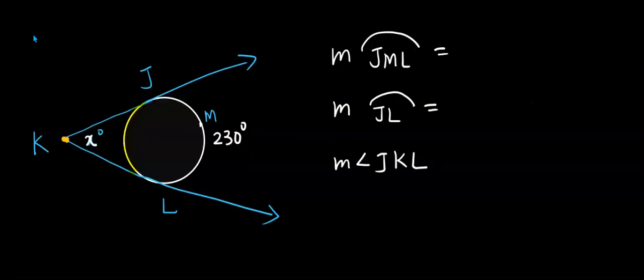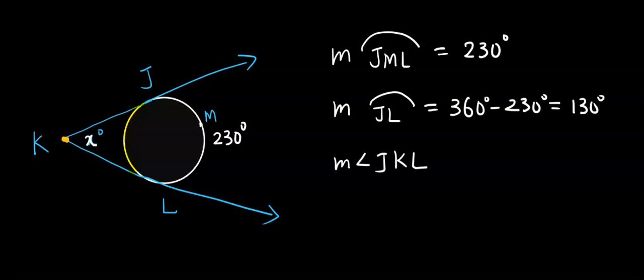121. That is a situation where we have two tangents and they have a common external point. We're going to find the measure of angle JKL, which is the variable x. We're given major arc JML is 230. We don't know what minor arc JL is, but we definitely can find out: subtract, 360 minus 230, we have 130.